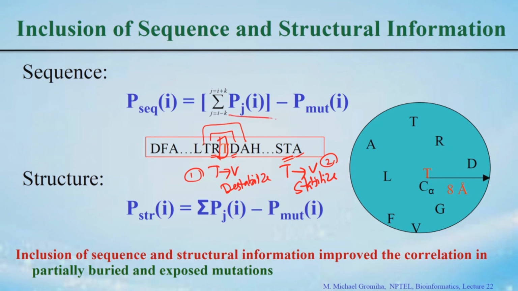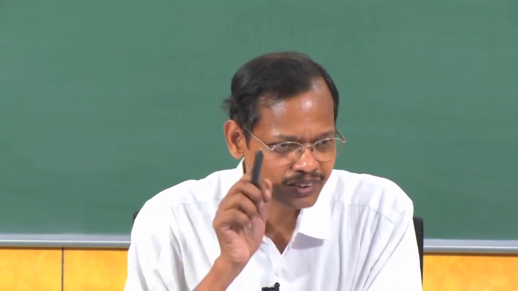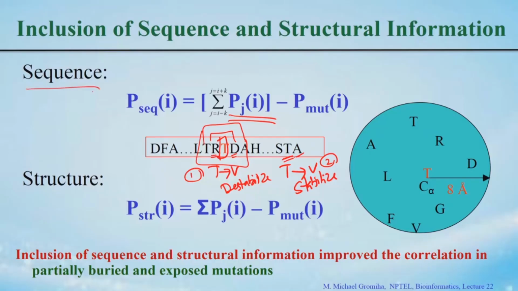In this case you can get the property value for any window length. You can take this as the wild type value. Then you can subtract the mutant, then you can include the sequence information and get this P sequence of i. Now, this P sequence of i is influenced by the property values plus the neighboring residue information. When you add this, you can account for the same mutations occurring at different places. This is how to include the sequence information.